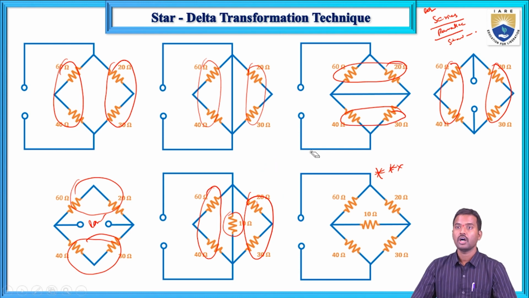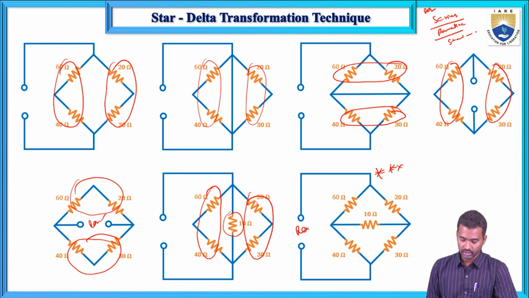Now in this case, how will you calculate the equivalent resistance between these two terminals? Series connection, parallel connection, we cannot apply here. So for that case, we will go for star to delta conversion or delta to star conversion. These 60, 20 and 10 are connected in delta connection.